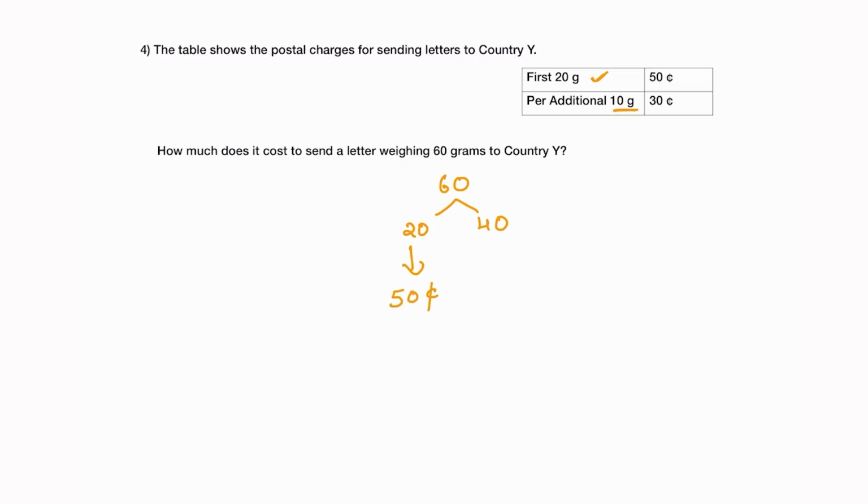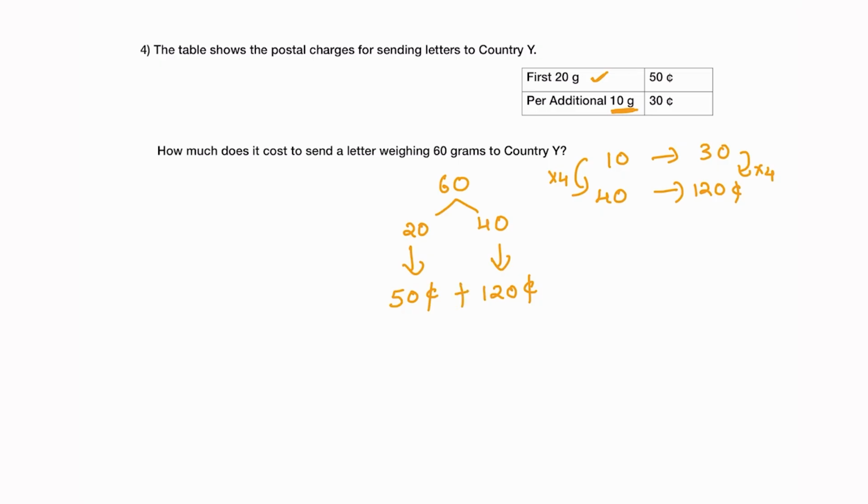And now for 40 that we have, every 10 grams is 30. 10 is 30, right? And we have to find for 40. How much is it? So this is how much? Times 4. So we do the same thing here, times 4. So that's 120 cents. So for this, we have 120 cents.